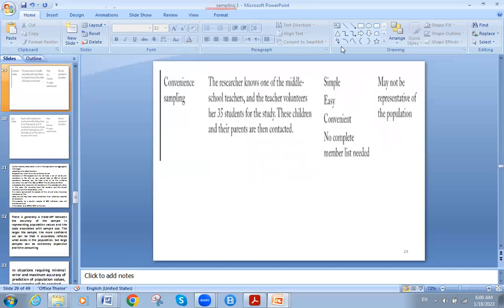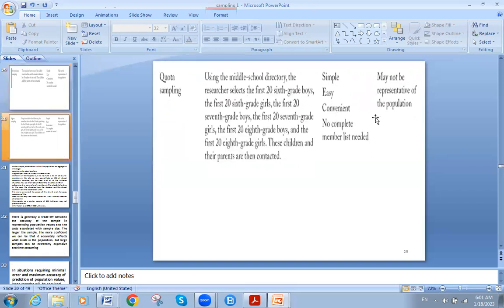The third one is the convenient sampling. Here, the researcher knows the teacher, and the teacher told him, okay, here are 35 students, take the 35 students and make the sampling process on them. The problem here, because it's not random sampling, depends on the probability distribution and the equal chance for each sample unit to represent or to be chosen. Here, though it's convenient, it may not represent the population as it's supposed to be.